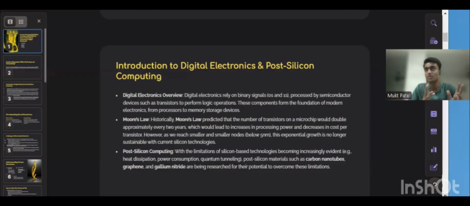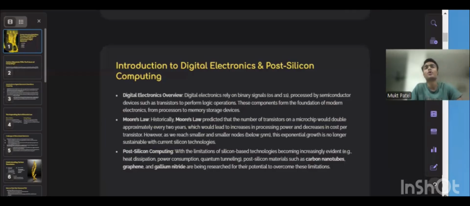Secondly, we see Moore's law. Historically, Moore's law predicted that the number of transistors on a microchip would double approximately every 2 years, which leads to an increase in processing power and decreases the cost per transistor. And we know how high the cost is, and it decreases the cost per transistor. So it is very useful to us.